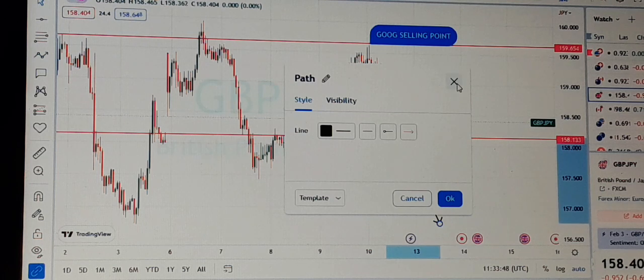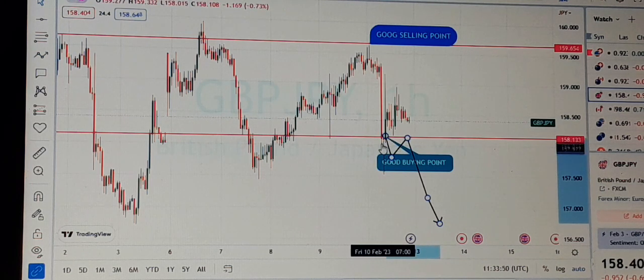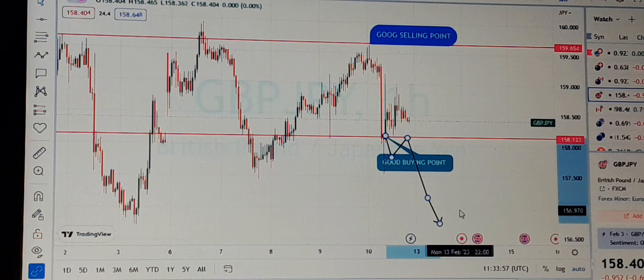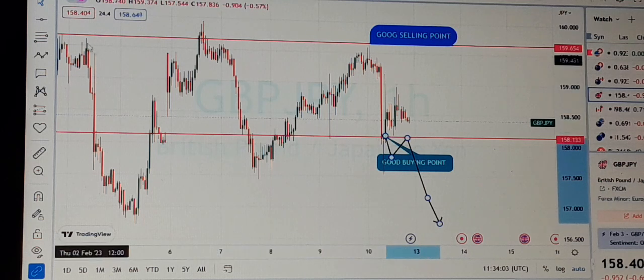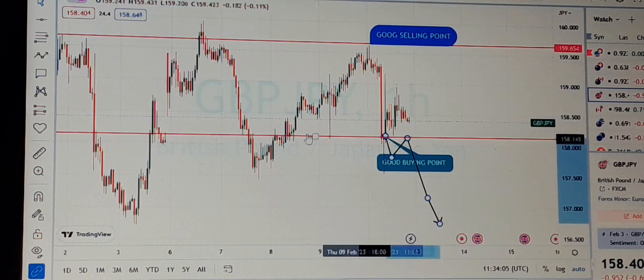You don't want to be buying it. When price has just broken the trend line and it does a retest, you don't want to be buying the price. You want to be selling the price. You want to be selling it, but not buying it. This is what we'll be waiting for. But we have just seen a retest on GBP JPY, but the market has just closed.